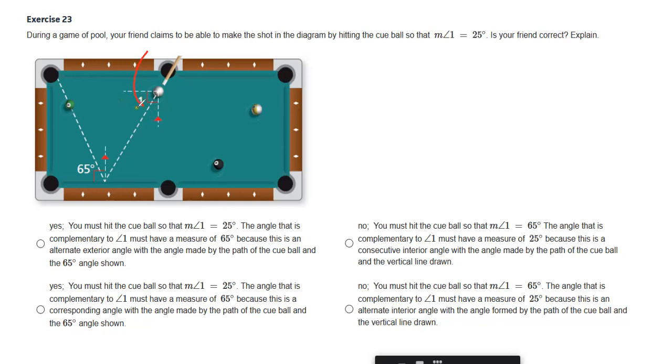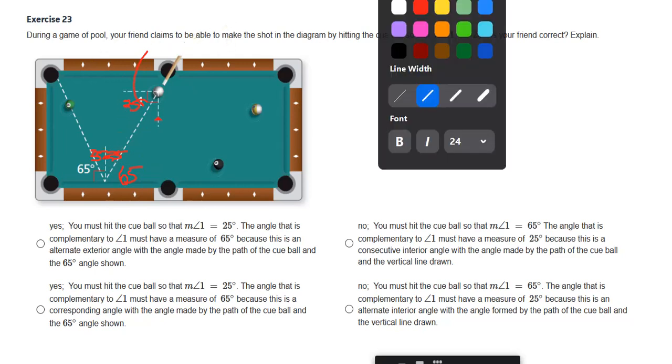But if this is 25 here, this would have to be 25 here. And see how this is like mirroring? That's the, it bounces in at the same angle that it bounces out. So if that's 25, that makes this 25 and makes this 65.